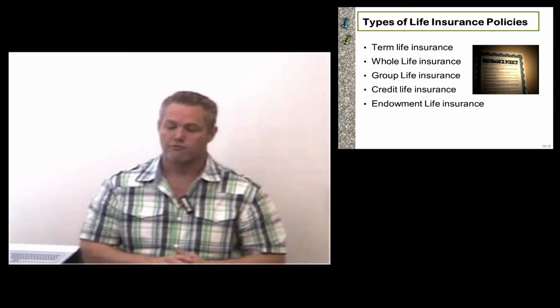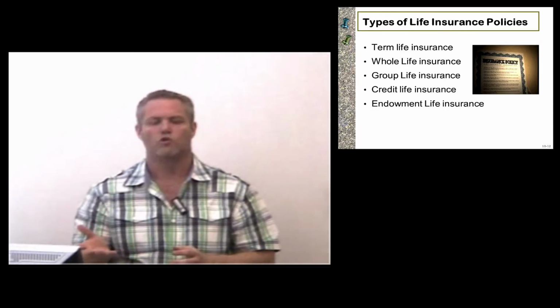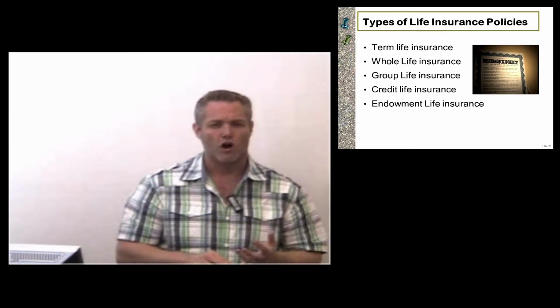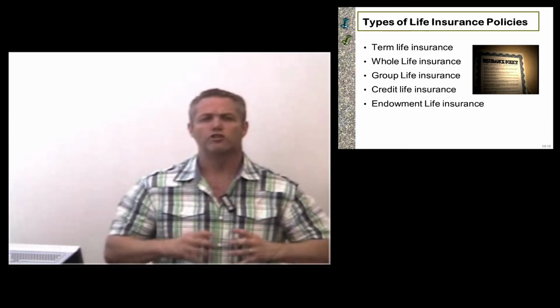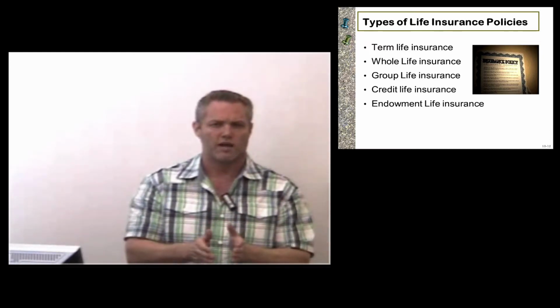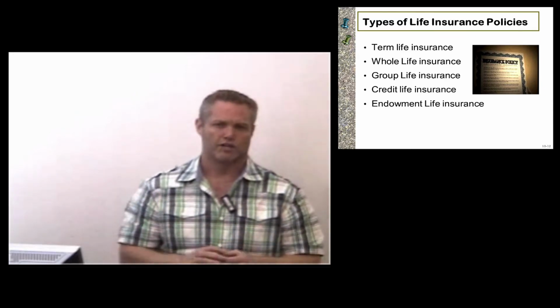One of the other very expensive types of life insurance is what's called credit life insurance. Credit life insurance is where you buy a car or you buy your house and you're sold a separate policy that says if you die during this time period, it'll pay off your car or it'll pay off your mortgage.